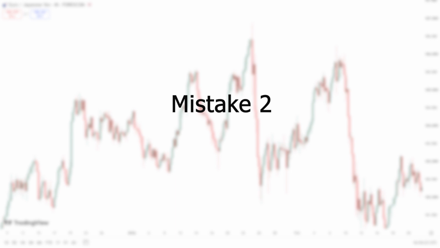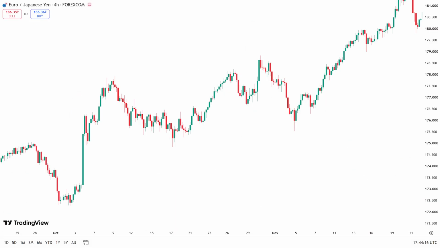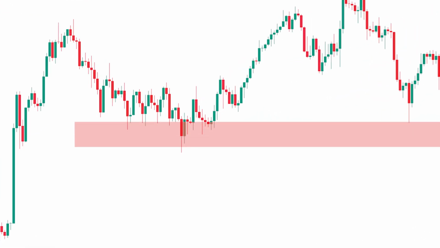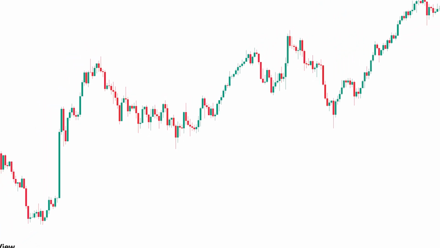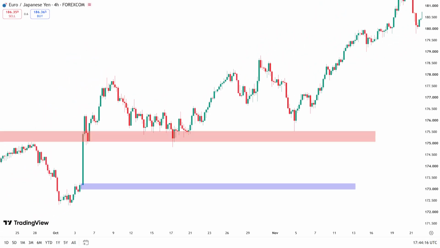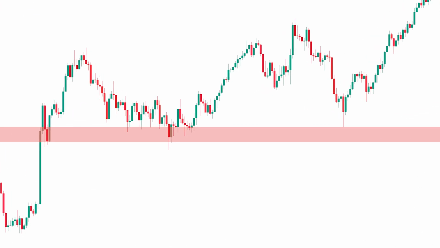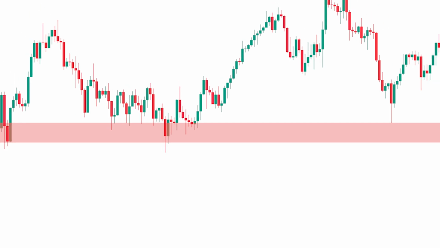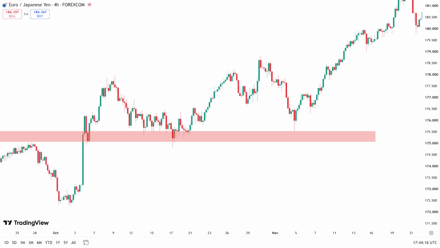Mistake number 2, ignoring the origin zone. Many traders enter from a flip zone without checking where the move actually started. In smart money concepts, the origin zone or decision zone is often where institutional orders were placed. Sometimes the flip zone is only a temporary area, and price can use it to attract liquidity before moving back to the true origin zone. That is why every flip zone should be analyzed together with the bigger market structure.